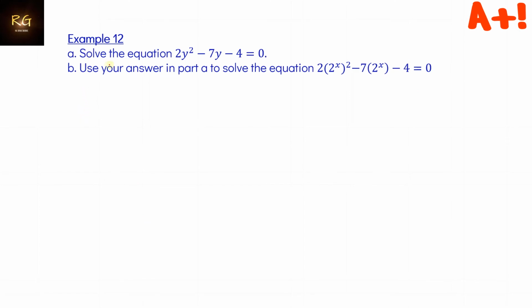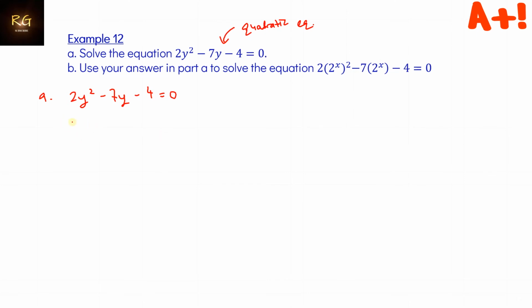So in part A, it is asking us to solve the equation 2y squared minus 7y minus 4 equals 0. So this is a quadratic equation, correct? We just need to solve the quadratic equation by finding the roots, which is y. So let me rewrite. 2y squared minus 7y minus 4 equals 0. So usually you can just use your calculator to find the root. Most modern calculators have the function to find the root straight away.